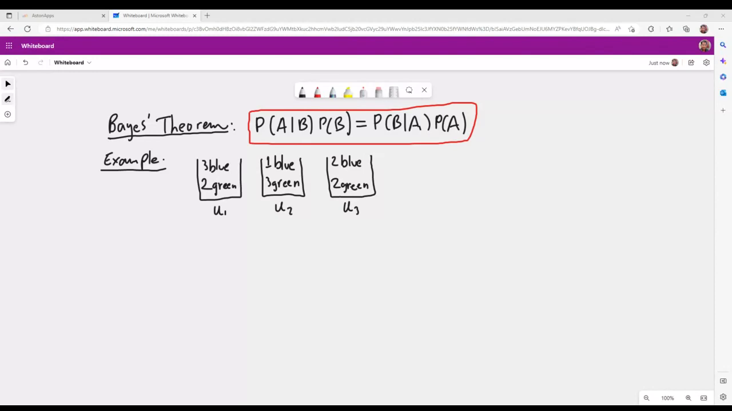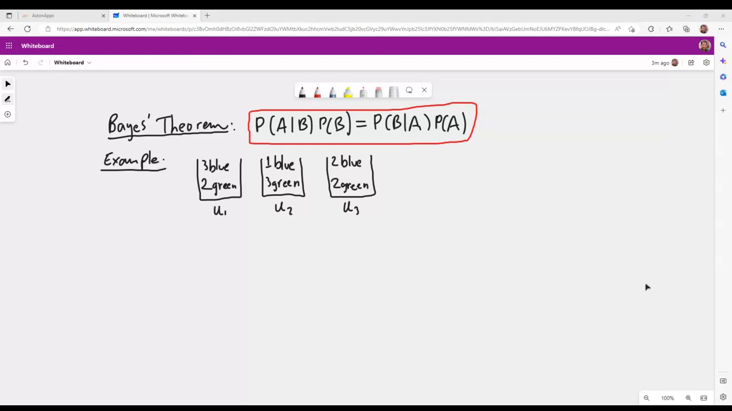Suppose we have three urns containing a certain number of blue balls and green balls. So let's have urn 1 symbolized as U1, which contains three blue balls and two green balls. Urn 2 represented as U2, containing one blue and three green balls. And finally, urn 3, which contains two blue balls and two green balls.